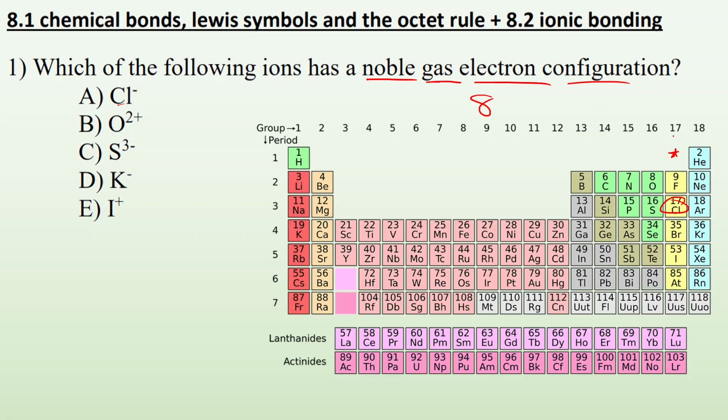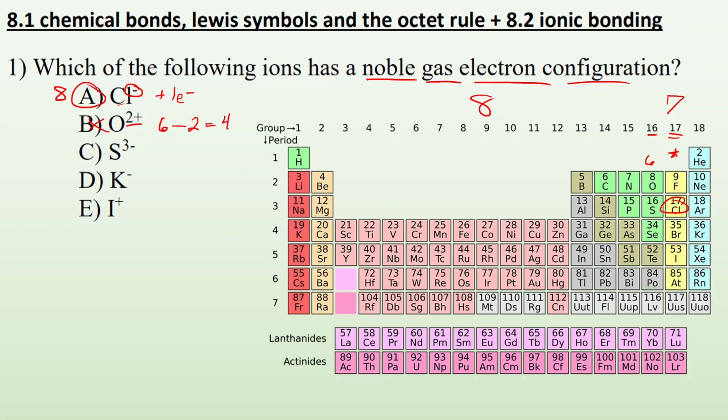and we see that it is in group 17, so it has 7 valence electrons. But this little -1 tells me that it has 1 additional electron. So chlorine actually has 8 valence electrons. So it looks like A is going to be our answer, but let's check the rest of them. Oxygen is in group 16, so it has 6 valence electrons. The +2 tells me it lost 2, so it goes from 6 to 4. It has 4 valence electrons, so not going to be option B.